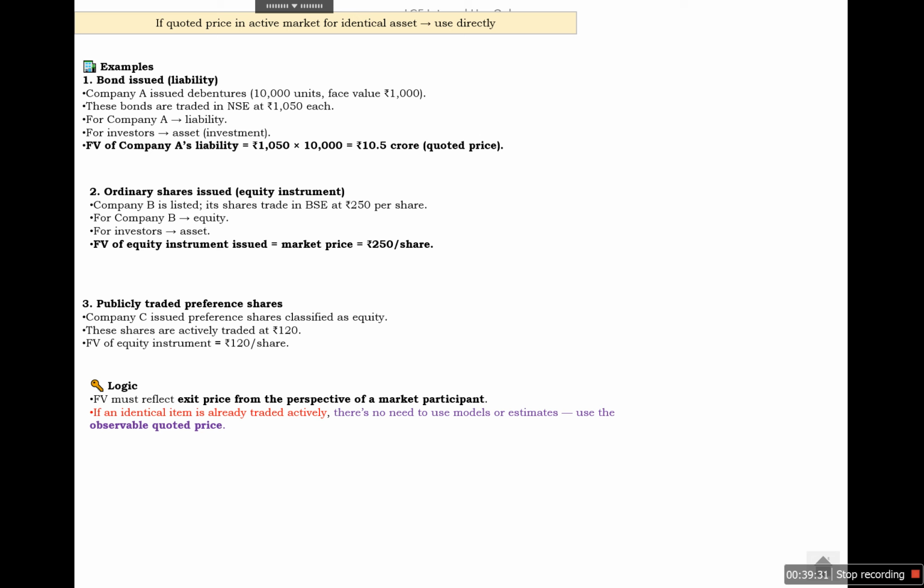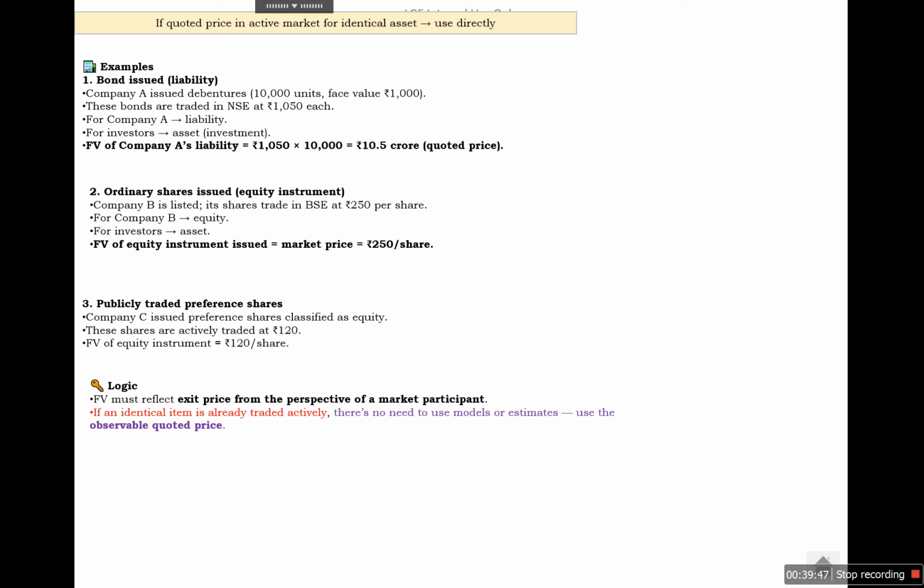Next is publicly traded preference shares. So company C issues preference shares. Those have been classified as an equity, and these shares are actively traded at 120. So from the market participant holder's perspective, the value of the asset is 120 per share. So the logic here is the fair value must reflect the exit price. So in all these three cases, if the holder exits, it will get here 1050, here 250, here 120. So it will be the fair value of the asset.